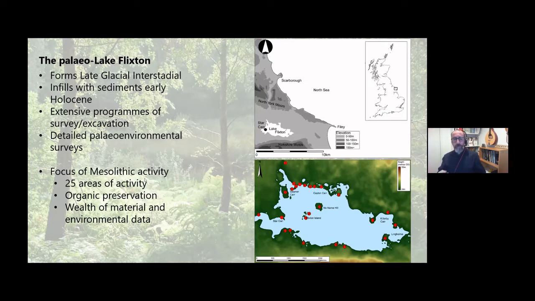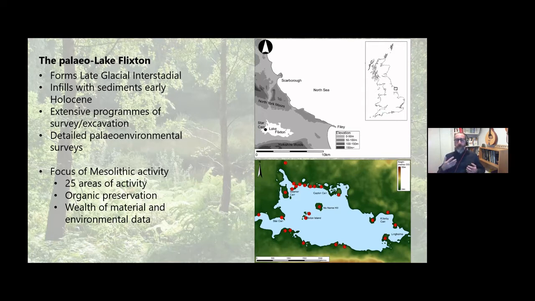But we know that from the late glacial interstadial, so several thousand years before the Mesolithic, there was a large lake at the eastern end of the Vale of Pickering, this lake we call Lake Flixton, and it acted as a significant focus for human activity throughout the Mesolithic. There are around 25 known sites around the former lake and on 2 islands that are present within. And I say around 25 because I swear that number keeps changing every time I give a talk.